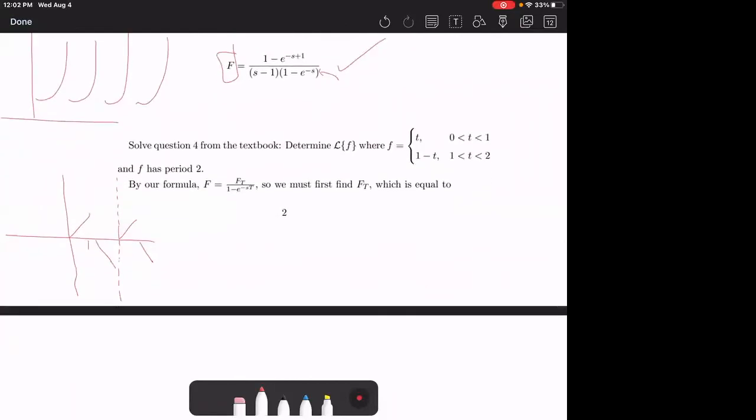So we're going to use our formula. Capital F is equal to capital F sub t divided by 1 minus e to the negative sT. In this case, we're going to be plugging in 2 for that capital T instead of 1 because the period is 2. And we're going to start as before with calculating capital F sub t first. So capital F sub t, remember, is the Laplacian of the function that just shows the period once and has everything else equal to 0.